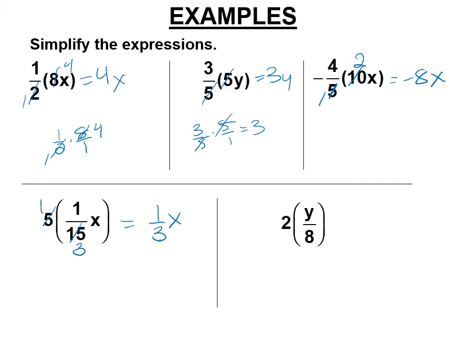Two times y over 8. If it helps you, you could write this out like this, but the 2 cancels with the 8. And that becomes a 1, and that becomes a 4. And so this is y over 4. Okay.